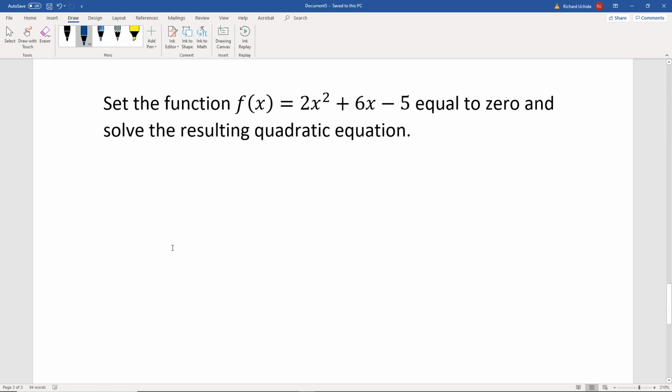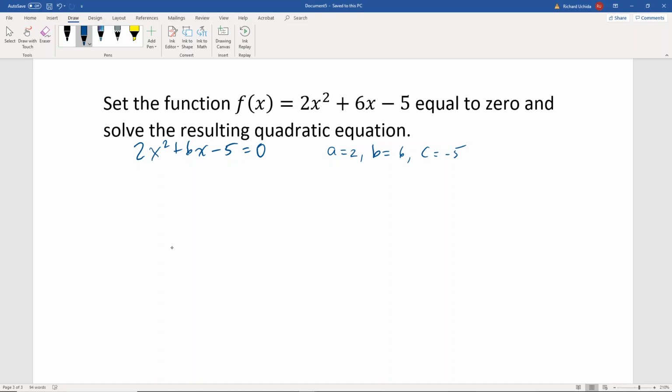So let's look at a couple examples of this. Let's say we set the function f of x equals 2x squared plus 6x minus 5 equal to 0, so for finding our x-intercepts, and let's solve the resulting equation. So if we have the quadratic equation 2x squared plus 6x minus 5 equal to 0, and we wanted to solve this, well, in this case, our a is 2, our b is 6, our c is -5.